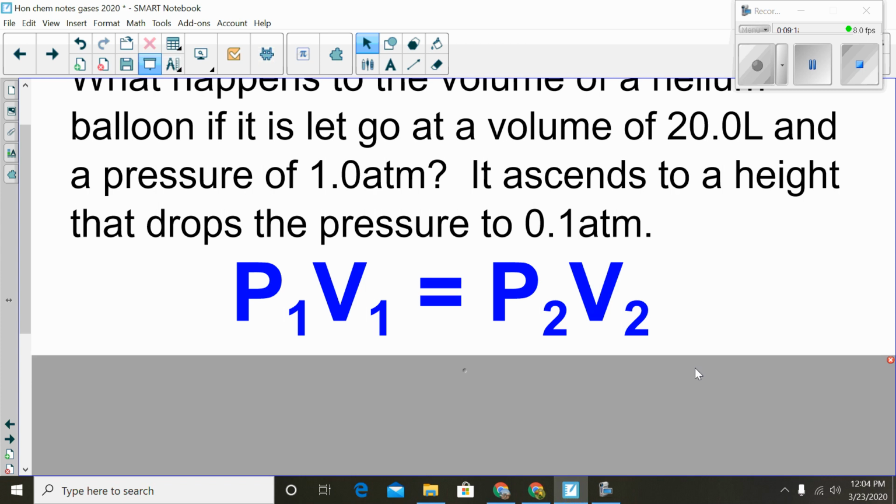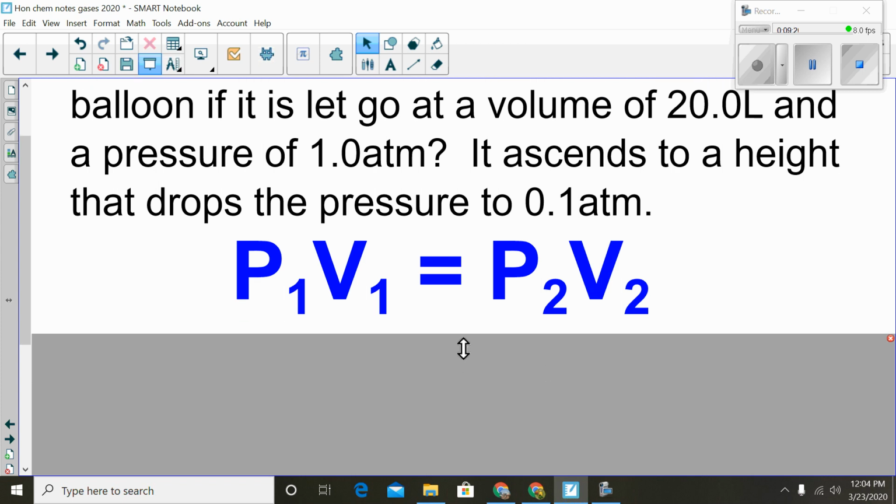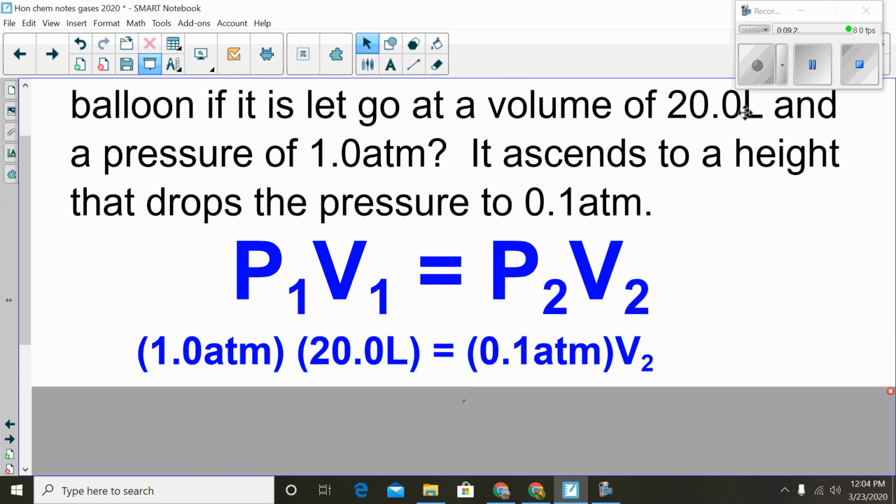Okay, so let's put in our values now, right? So the balloon had a volume of 20 liters, that's the first volume, and a pressure of 1 atm. So that's like the balloon in your hand. So much pressure, so much volume. So this 1.0 is sea level, right? That's your standard ATM. So if we release it, it's going to rise to a height that we don't need to know the height. We just need to know what's the pressure at that height. So the pressure drops significantly to 0.1 atm. What happens to the volume of that balloon?